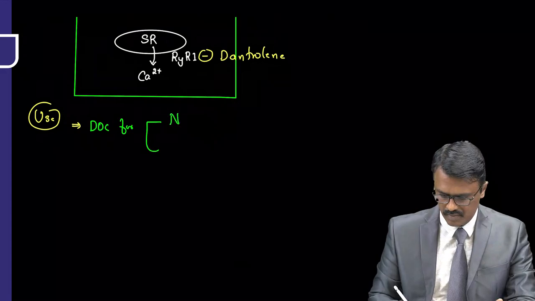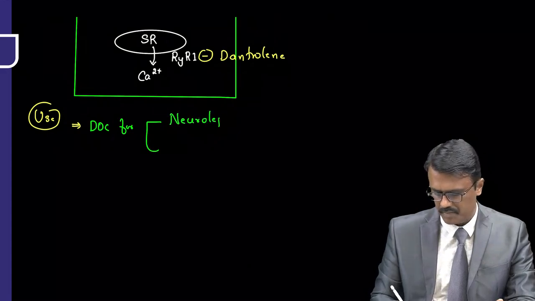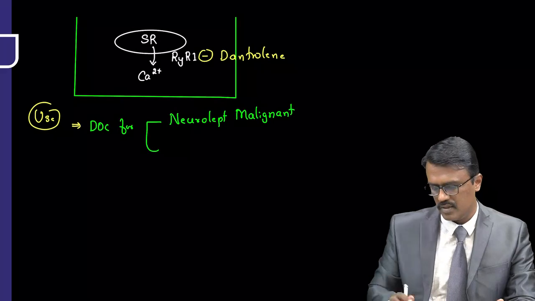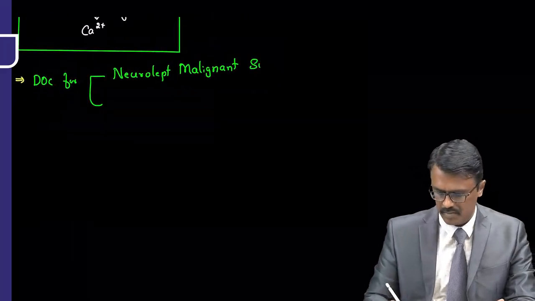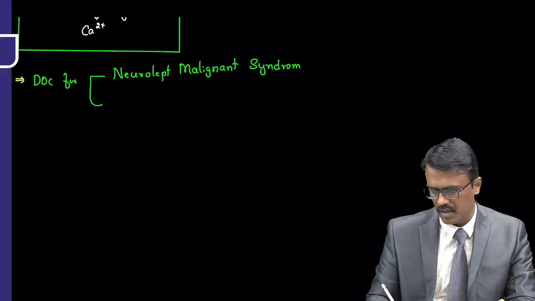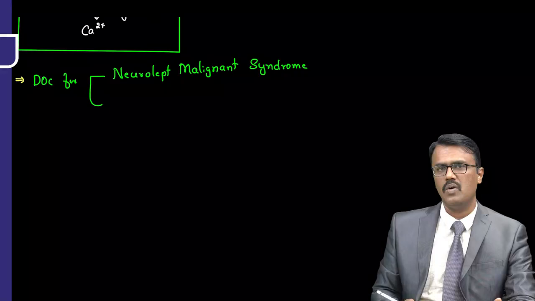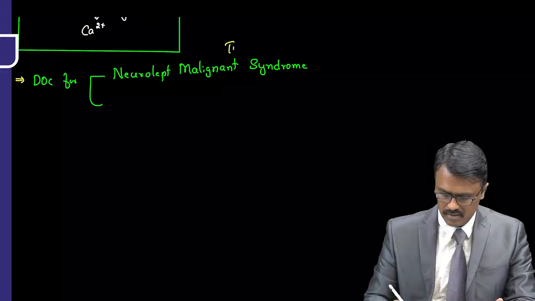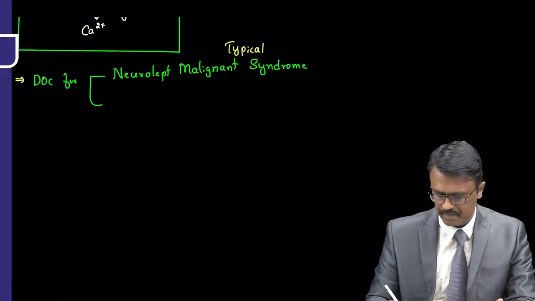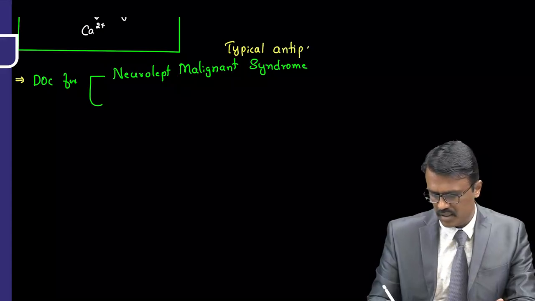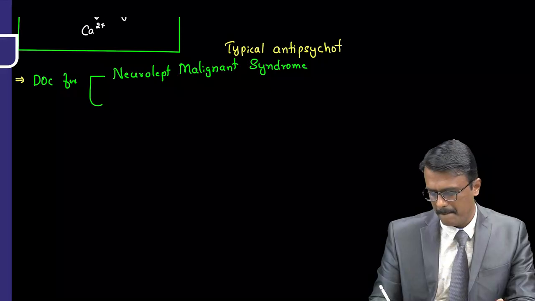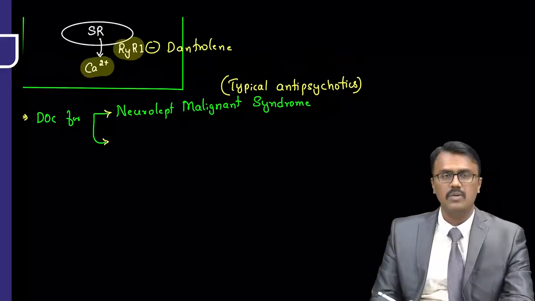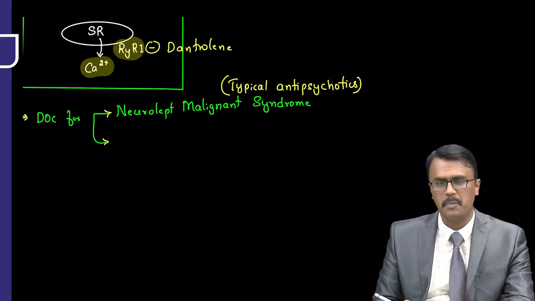One is neuroleptic malignant syndrome. Neuroleptic malignant syndrome. Now, in this condition, what happens is the D2 receptors are blocked, and this is seen with typical antipsychotics mainly. So, when we are using typical antipsychotics, particularly haloperidol is known to produce this problem. Okay, so dantrolene is a drug of choice for neuroleptic malignant syndrome.